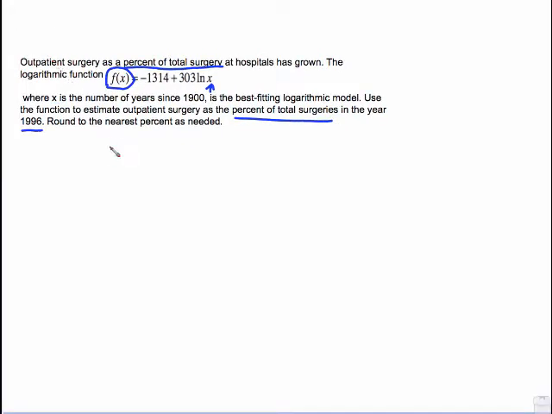So this is just a straight calculator problem. Looking for f of x, it equals negative 1,314 plus 303 ln of x. Now what was x? X is the number of years since 1900. So from 1900 up to 1996 is 96 years. Type it in the calculator exactly as you see, and this comes out to be 69%.